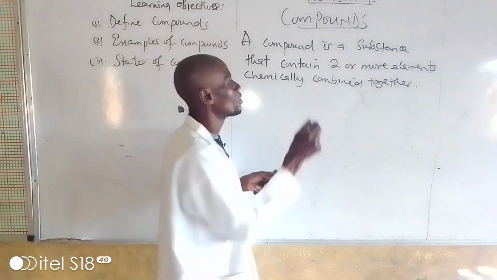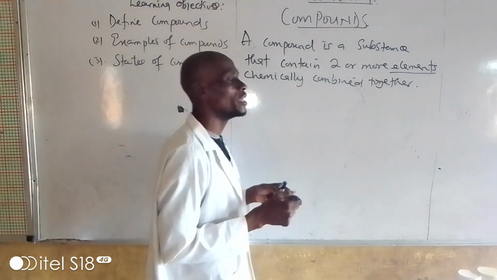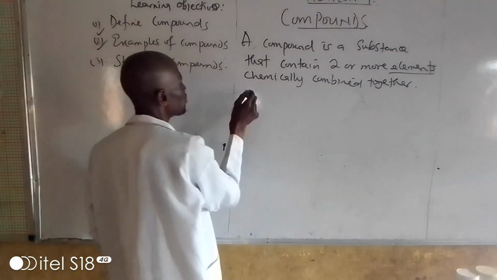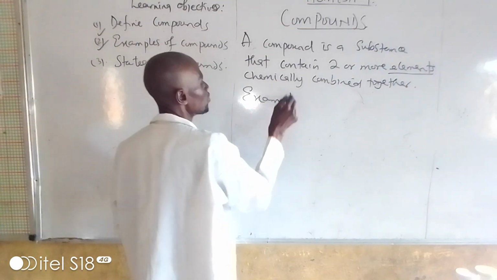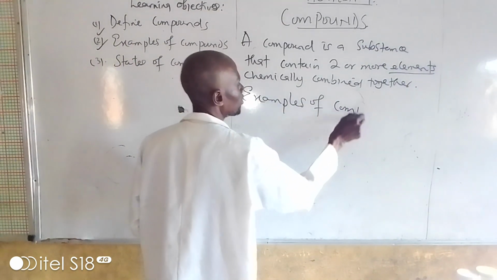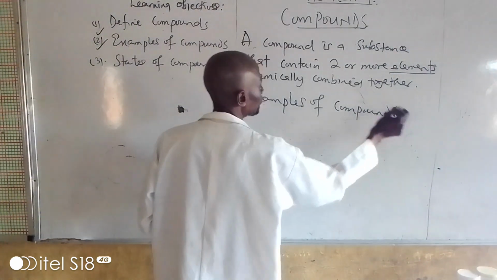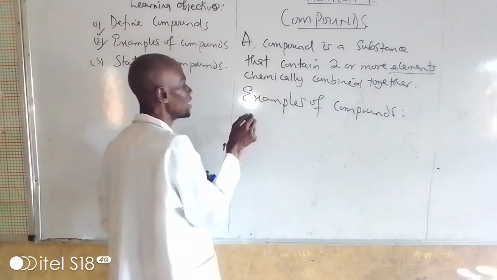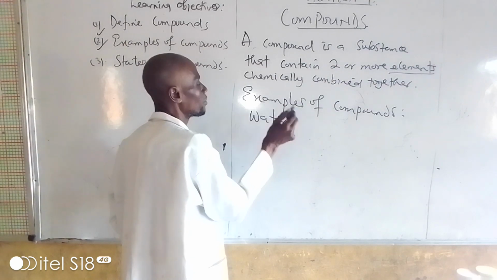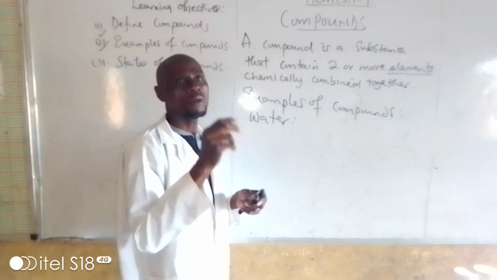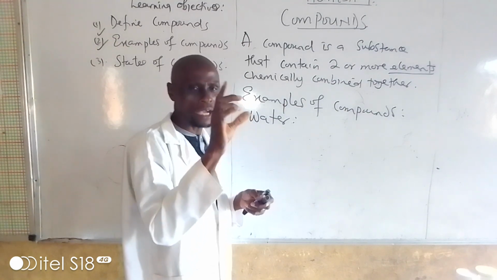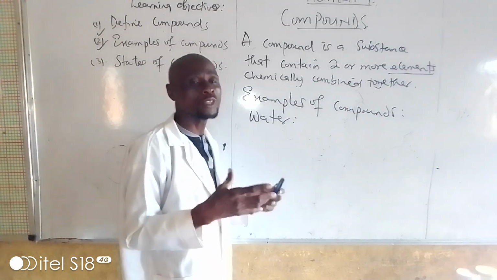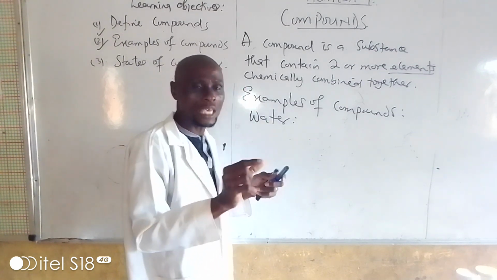Having said that, the key point is that elements must be present in a compound. Let us now look at examples of compound. What are the examples of compound? We have so many examples. The most common one is water, which we use in our daily activities. Why do we say water is a compound? One reason is that a compound must have a chemical formula. That's why I say the elements are chemically combined together. The beauty of compound is that they must have a chemical formula.